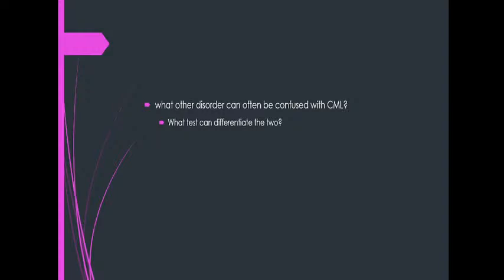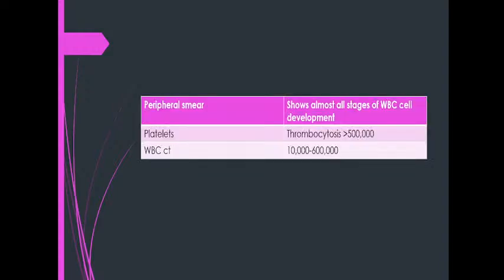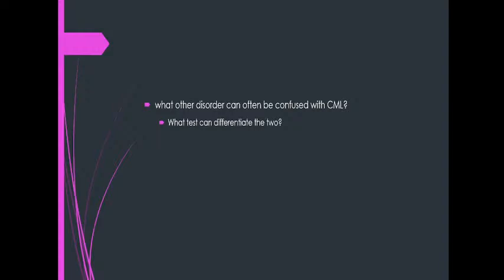Now, let's move on to the next phase. The next slide. What other disorder can often be confused with CML? It's leukemoid reaction. This is something that you need to remember. CML is often confused with leukemoid reaction. Actually, with any type of leukemia. But the most common one is leukemoid reaction. Why? Because as we mentioned before, the peripheral blood smear of that patient shows all stages of WBC cellular development. Okay? In leukemoid reaction, it's almost the same. Now, the one test to differentiate the two is LAP score.